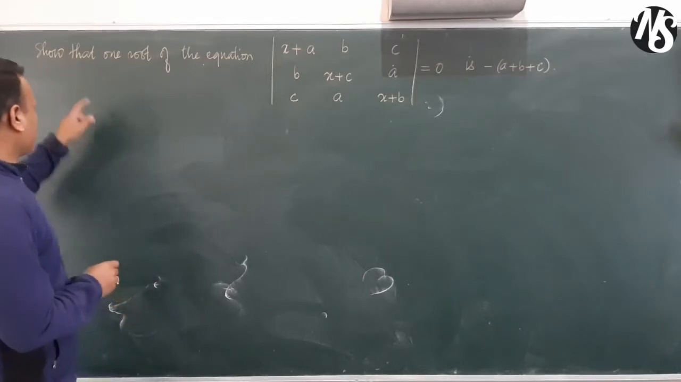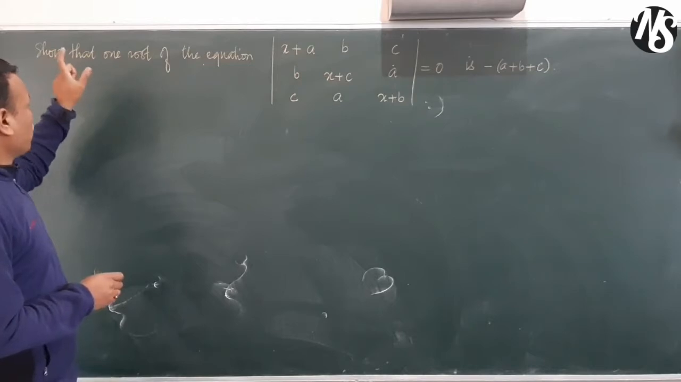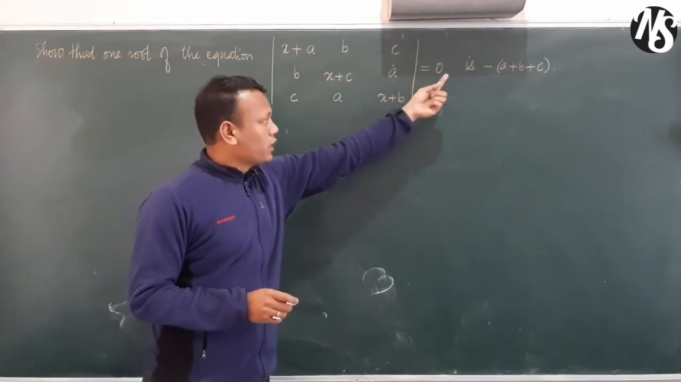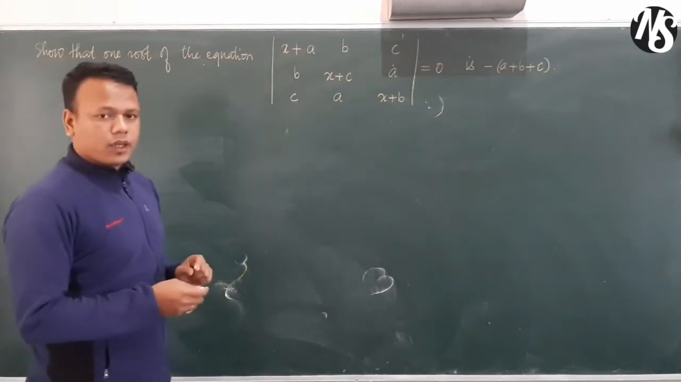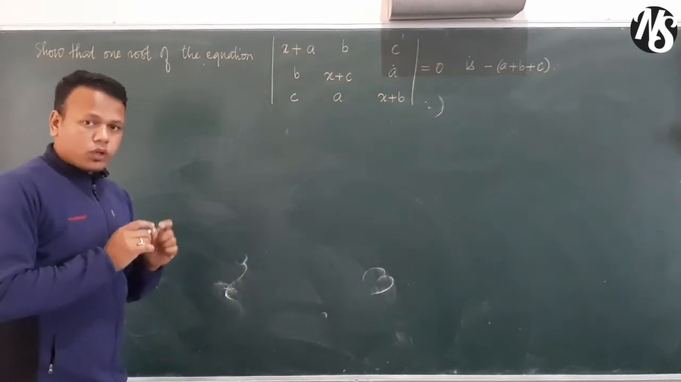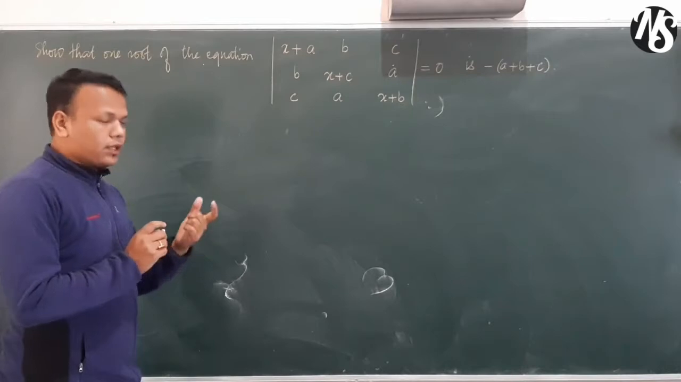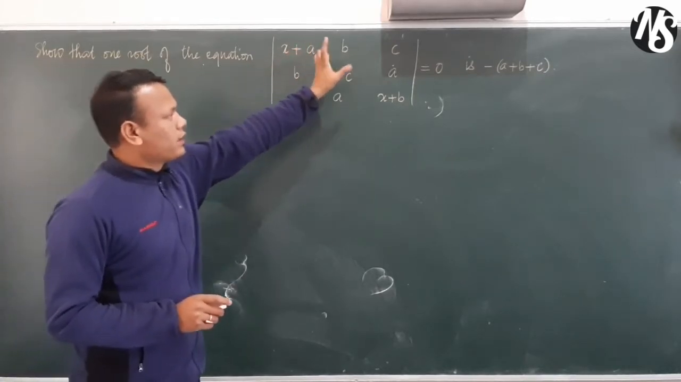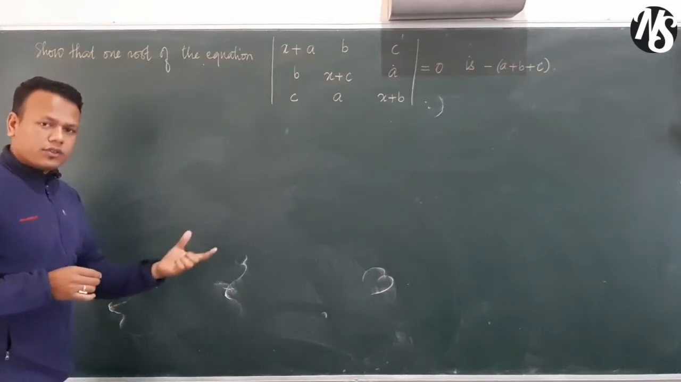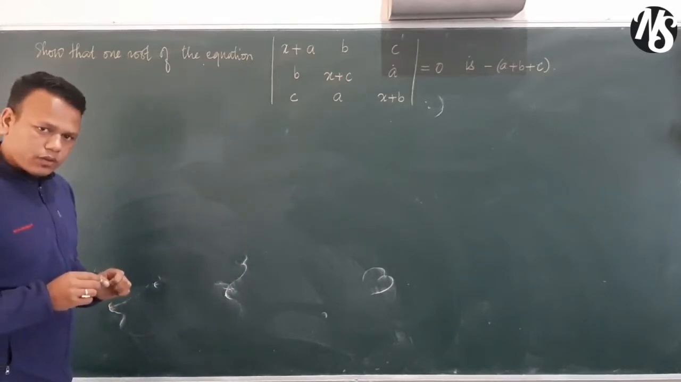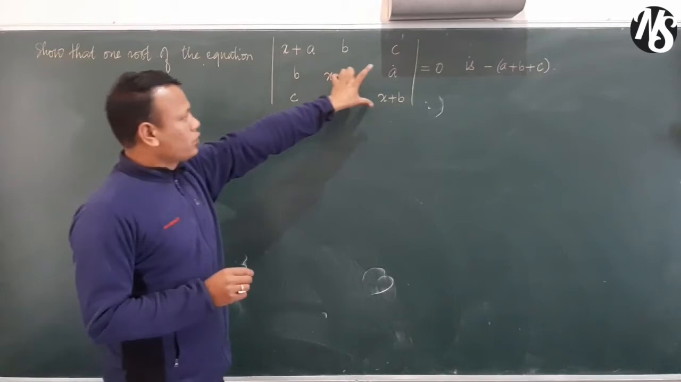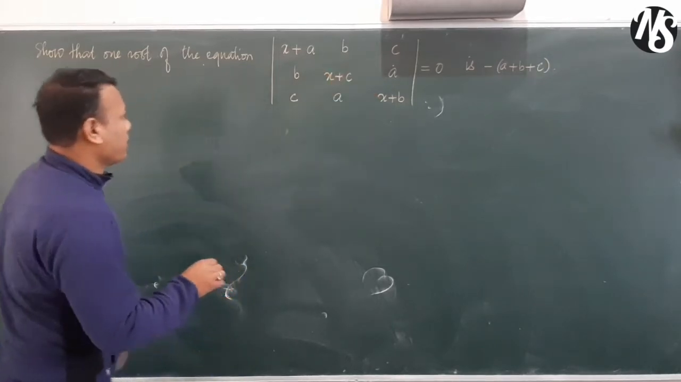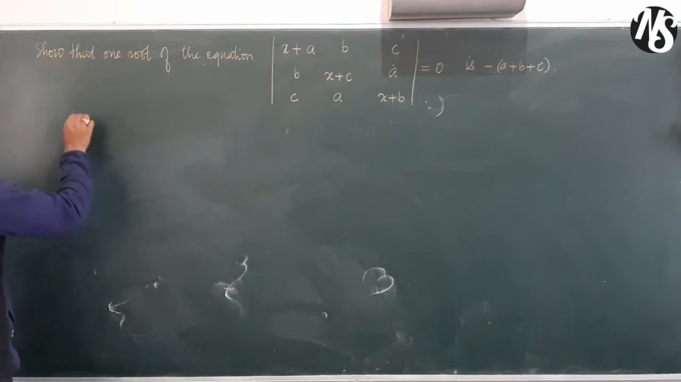Alright, so the question says, show that one root of this equation, this is equal to 0, is this much. Now, solution: root means what? It means the value of the variable, and here the variable is x and the rest are just constants. So let's see how to solve this equation using properties.